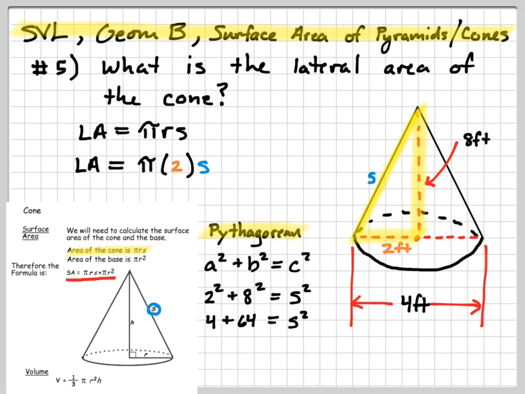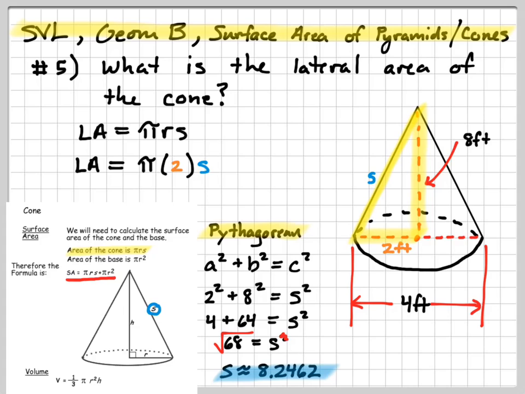That gives me 4 plus 64 equals s squared, which is 68 equals s squared. Now, don't use the number 68. Don't forget I have to get s by itself and get rid of that little square there by square rooting the opposite side. And when I plug this into a calculator, I get s is approximately equal to 8.2462. Now, it's important in the program it asks you to round all intermediate values to 4 decimal places.